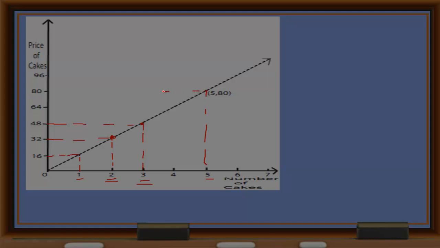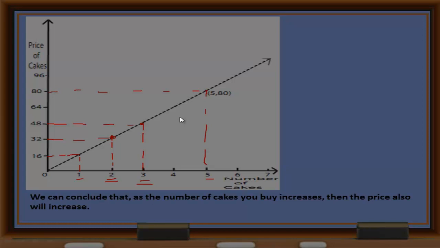For 5 cakes, its price will be here. It will be 80. As the number of cakes you buy increases, the price also will increase.